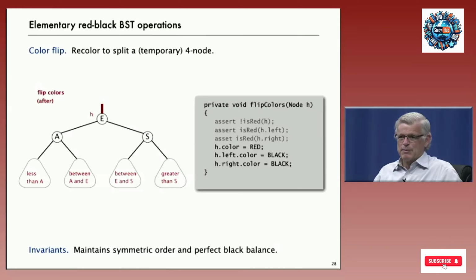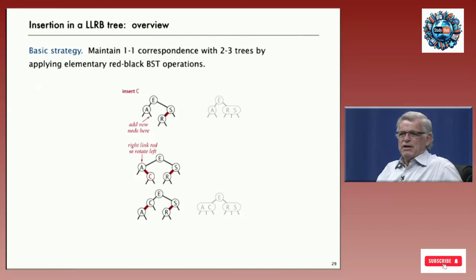And again, that's just flipping colors. Doesn't change any links, so it still, of course, maintains symmetric order and perfect black balance. So those are the 3 basic operations we're going to use: rotate left, rotate right, and flip colors. So the basic strategy is, with those operations, maintain one-to-one correspondence with 2-3 trees when we do insertions.